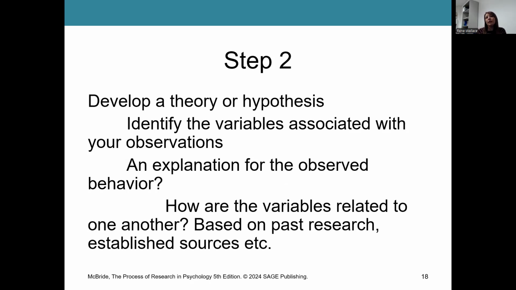So going through the scientific method, right? We've got our observations, these things that we've seen. Now we're going to develop a theory or a hypothesis based on that. So we have to identify the variables in our observations and then an explanation for that, right? I think that this is happening because... and think about how those variables are related to each other, and then go look at past research.